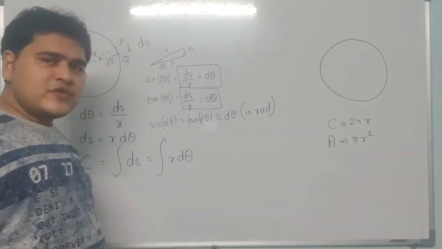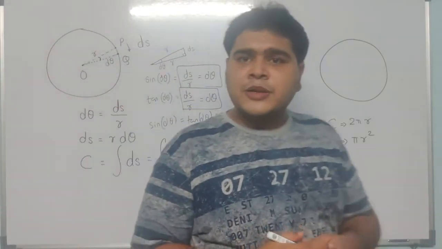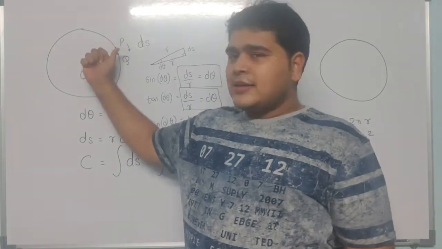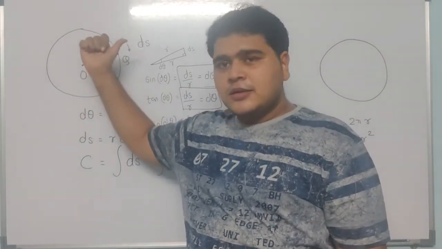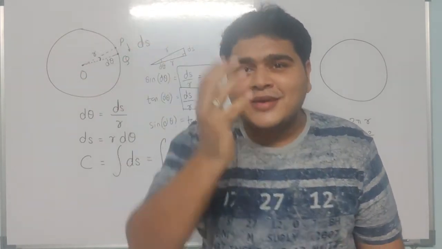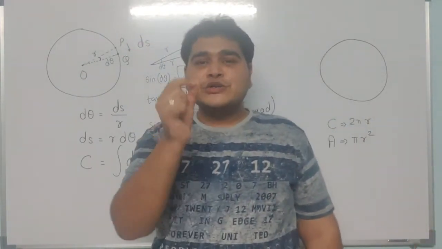Correct. Now I have to set the limit. Yes, I have to set the limit. Don't you think the starting angle is 0? And when you complete the entire circle, it is 360 degrees. Yes, very good. So 0 to 360.